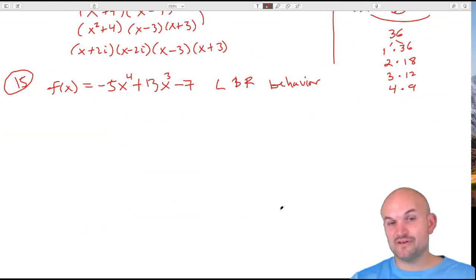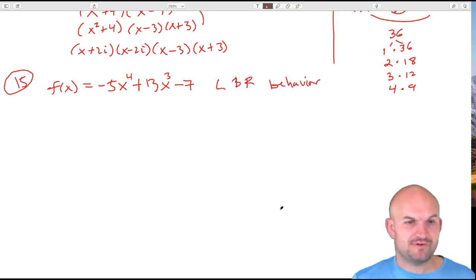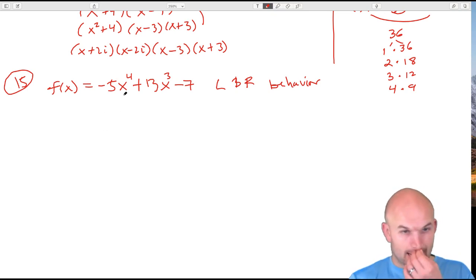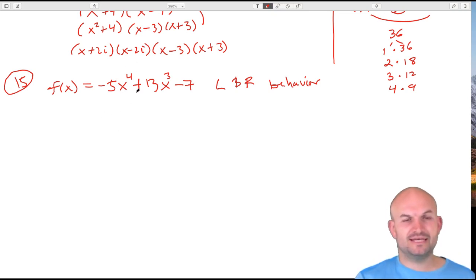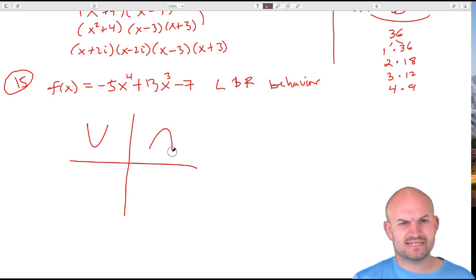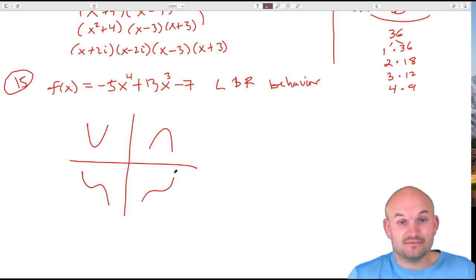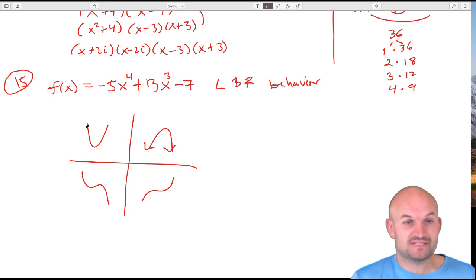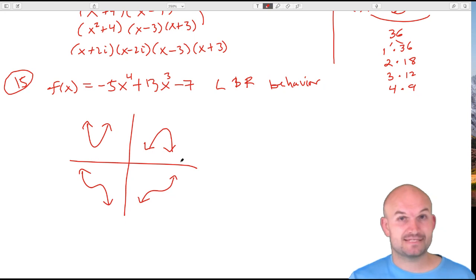All right, the last question is finding the left and right hand behavior. Left and right hand behavior is just another way of looking at the end behavior. There's only 4 end behaviors, right? You can have something that's going to go up and up, down and down, up and down, and down and up. That's it. Those are the only behaviors you've got, as a graph expands left and right and up and down.